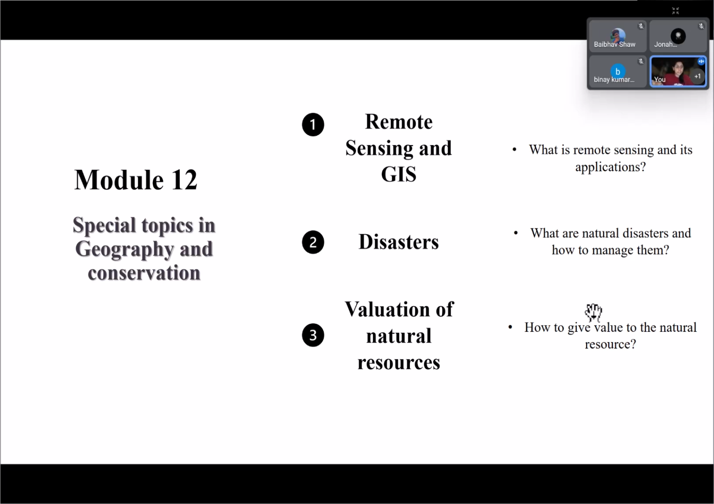Here we are discussing remote sensing and GIS and how we use them for understanding biodiversity. We look into disaster, which has a great impact on humans and biodiversity, and how we mitigate those phenomena. And lastly, remember I spoke about ecosystem services valuation. This is a topic that extensively looks into how you evaluate all these different natural resources.